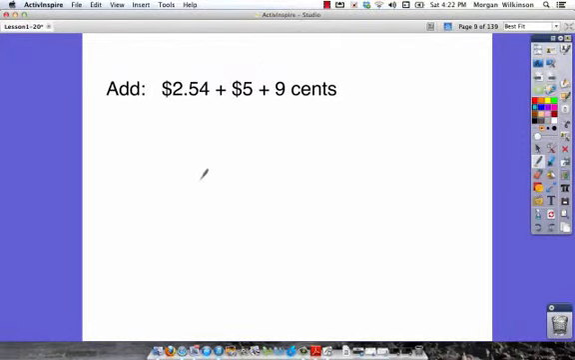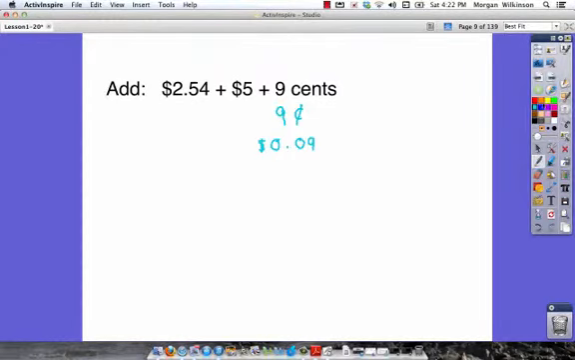Okay, let's add. $2.54 plus $5 plus 9 cents. Now you see some different symbols in there. We've got 9 cents. We could have also written 9 cents with the cent symbol. Or we could have written 9 cents as $0.09 with the dollar symbol out front. I like that better because when we add, we always want to make sure we have the same units.